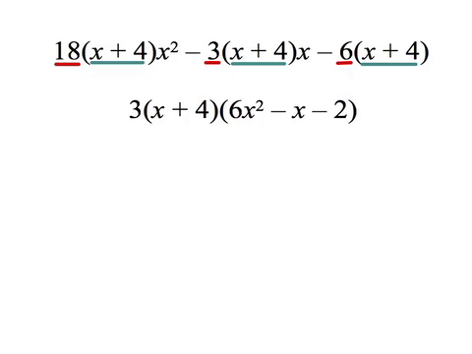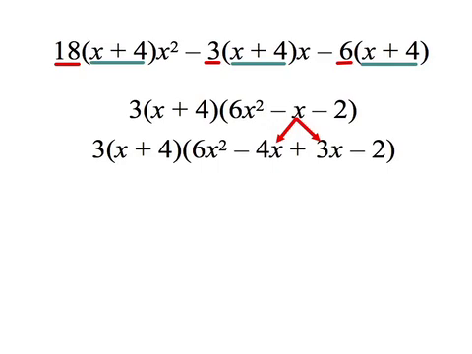Still not the easiest trinomial to factor, but if we multiply 6 times the negative 2, we get negative 12. And that means we need 2 numbers that multiply to make negative 12 that add up to negative 1, because where you see the minus x, that's like minus 1x. So we split the middle term because those 2 numbers are negative 4 and 3. So we split the minus x to negative 4x plus 3x.